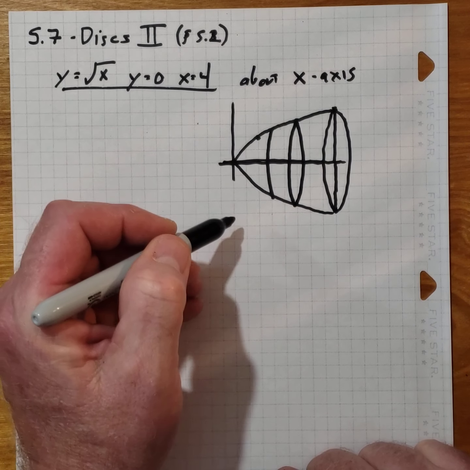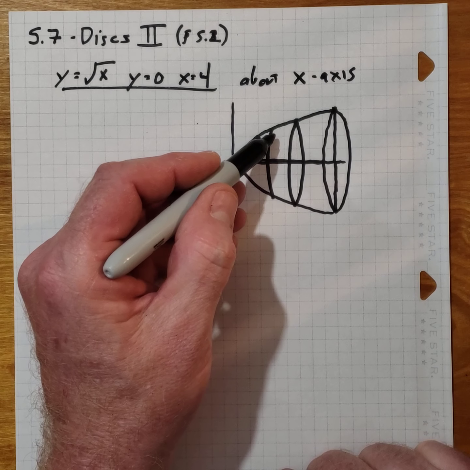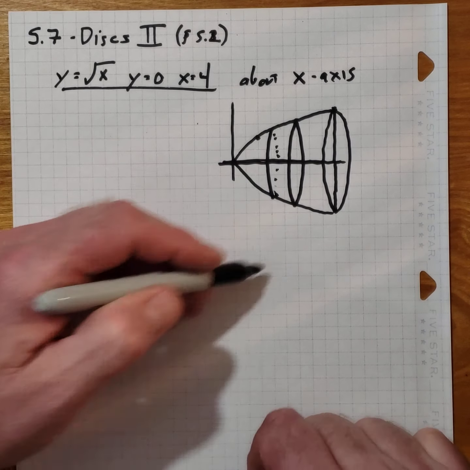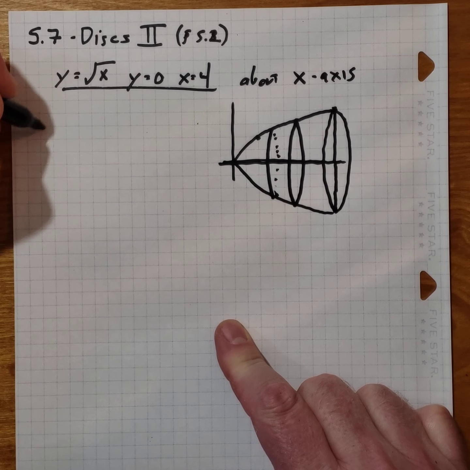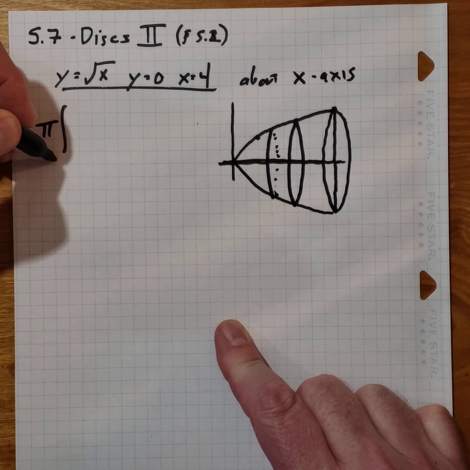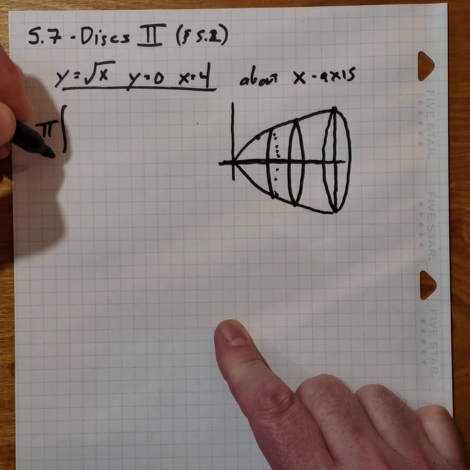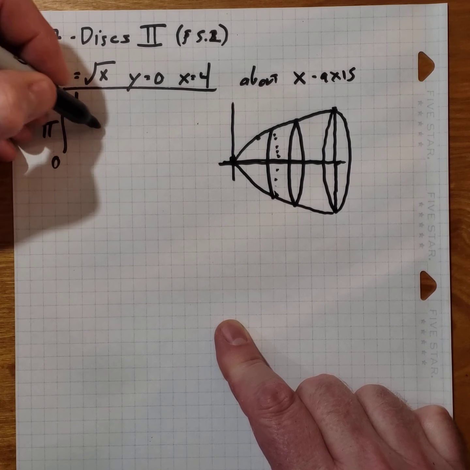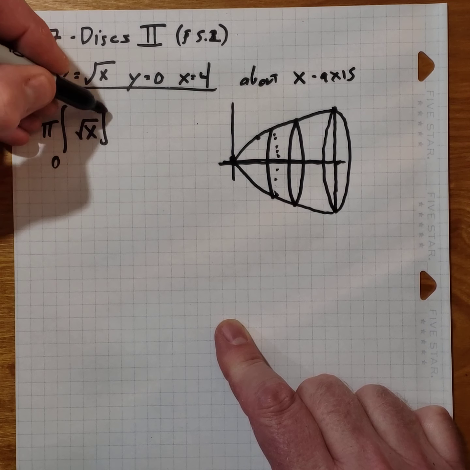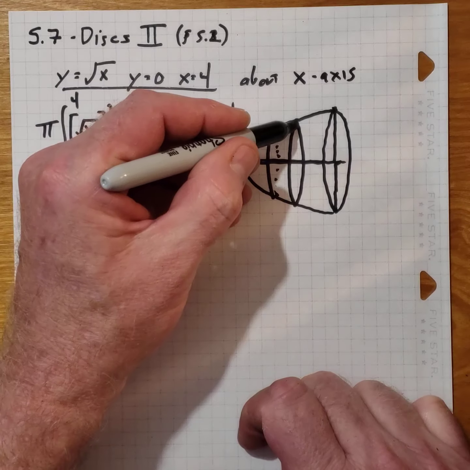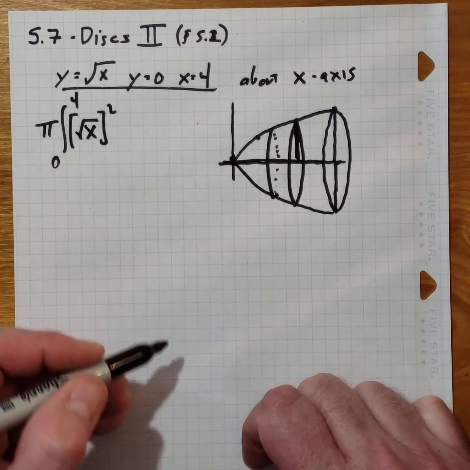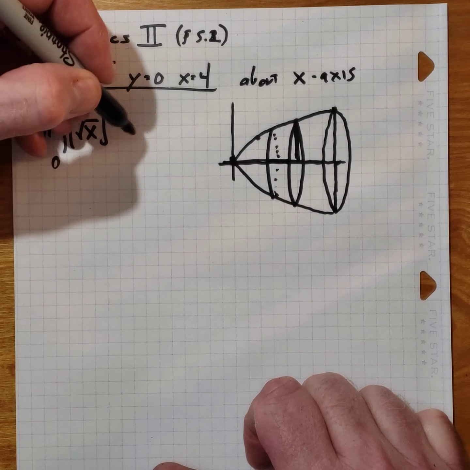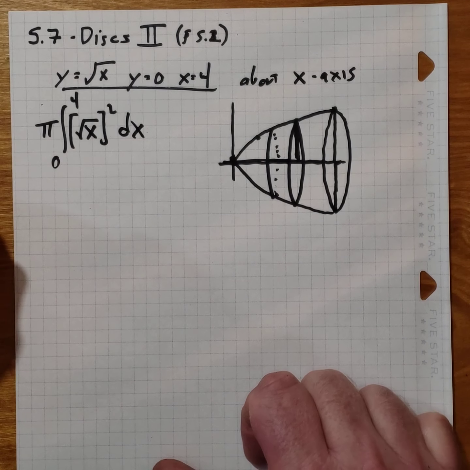And if we slice that into our cylindrical shells, each shell is going to look roughly like that. And our volume is going to be pi times the integral from a to b, right, the beginning to the end. That's going to be from our 0 to our 4. Our function squared, right, the radius of each one of these shells is the value of the function at that x value. And then the thickness of the shell is just dx.